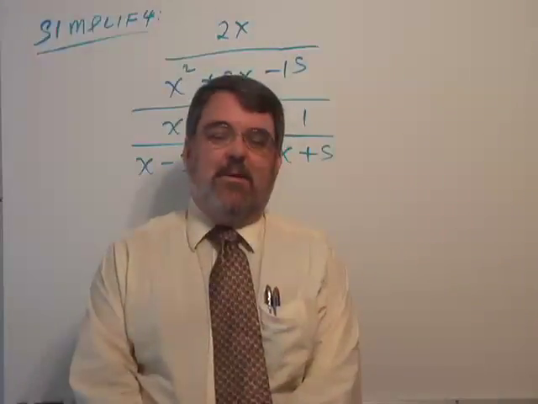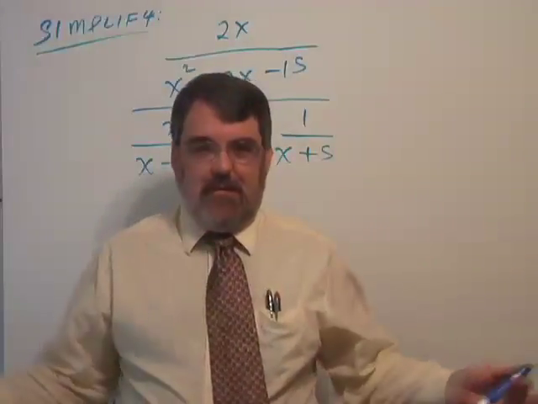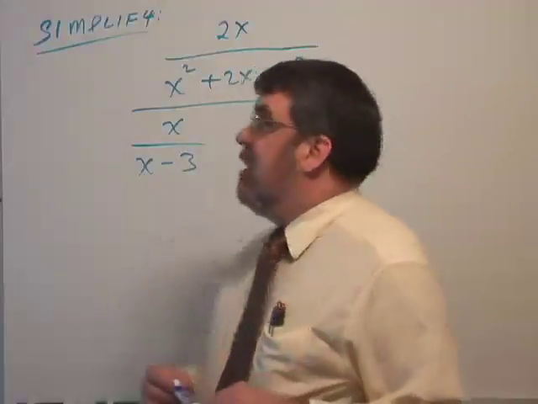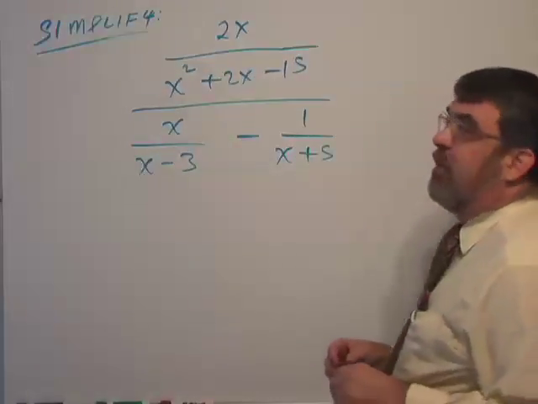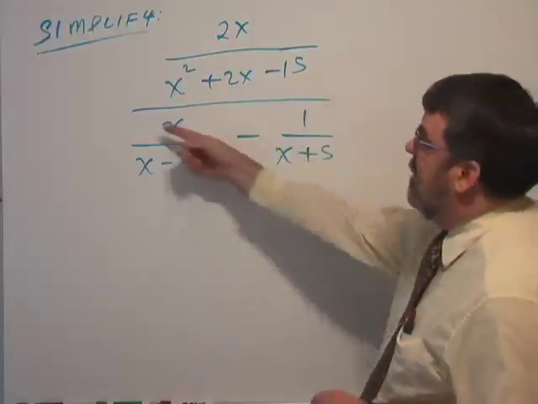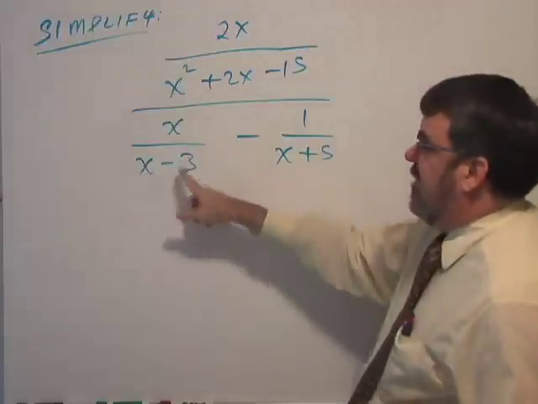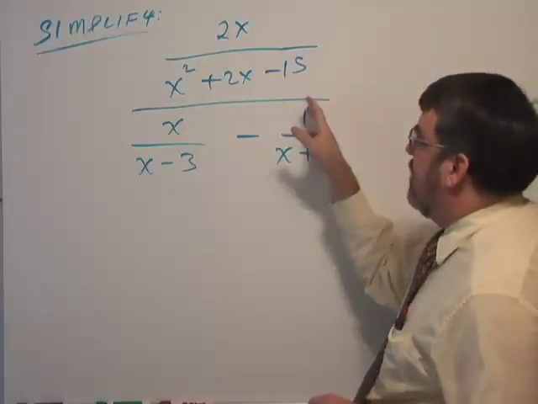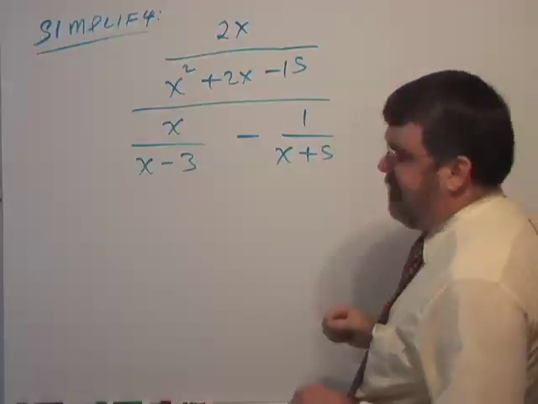Here's another one of these complex fractions, just to give you another example to look at. And it's a little bit different. Let's read through it. 2x over x squared plus 2x minus 15, everything divided by x over x minus 3 minus 1 over x plus 5.